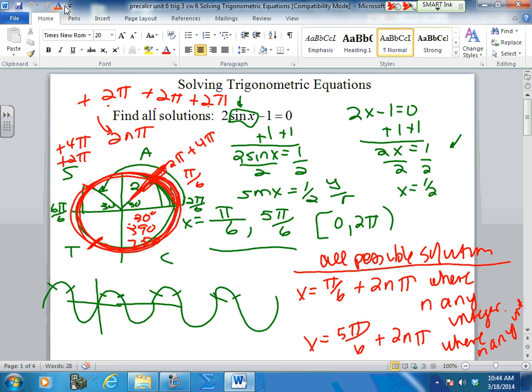Because I'm going to start here from this terminal side and make a coterminal angle. 2 pi brings me a complete circle. Another 2 pi, which gives me 4 pi, gives me a complete circle. Another 2 pi, which gives me 6 pi, gives me a complete circle from that angle. So that's why we have to do it from this angle and from this angle. We have to go complete circles from the terminal side.